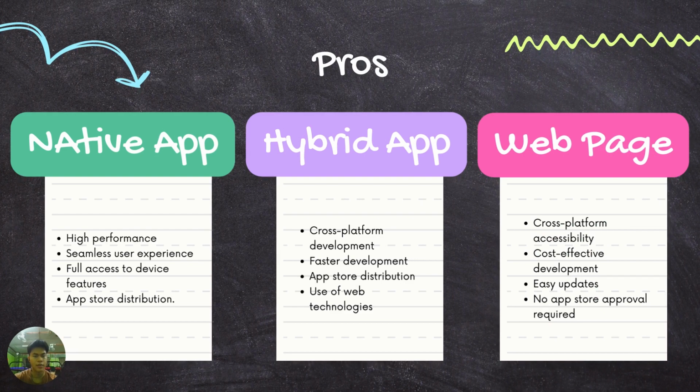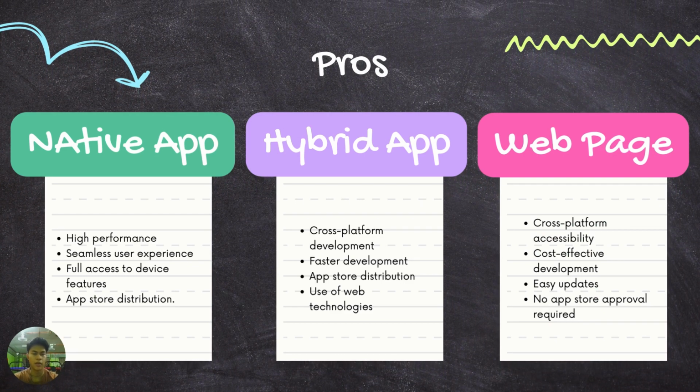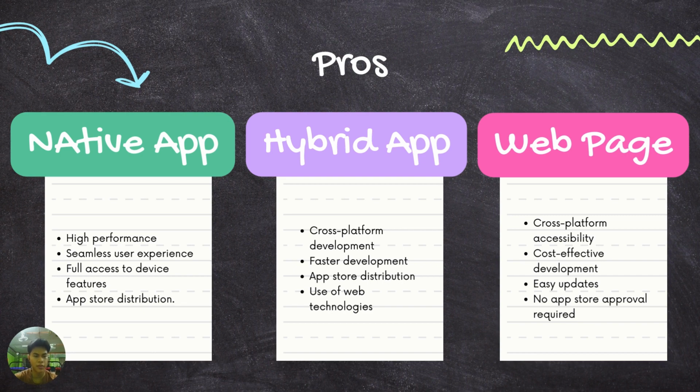So to start with this content, I will be explaining about the pros of native, hybrid, and also a web page. So the pros of native application we can see from its high performance. It's a seamless, or in other words, a smooth user experience, and the device can have full access to features, and it also uses app store distribution. So any mobile phone can download the apps from the app store.